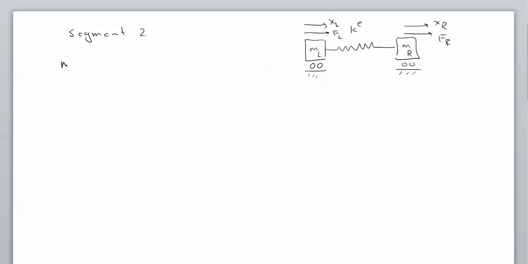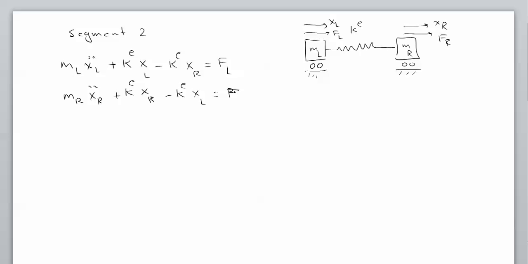It looked like this: ML XL double dot plus KE XL minus KE XR equal to FL, and MR XR double dot plus KE XR minus KE XL equal to FR.